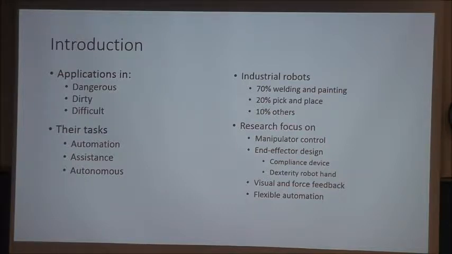And 20% pick and place, Amazon warehouses. And 10% others, such as Land Rovers, Mars Rovers, humanoid robots, and some quality assurance robots. They look at nanoscale, like 1/100 of a millimeter. If there is a mistake on the product, they just replace it, right? Okay, and we mostly do research on robotics in manipulator control, end effector design, visual and force feedback, and flexible automation.